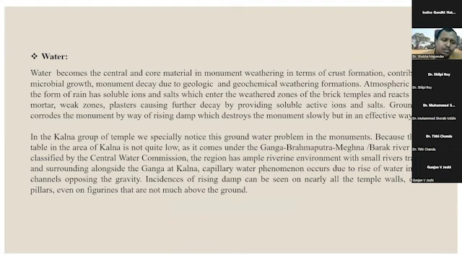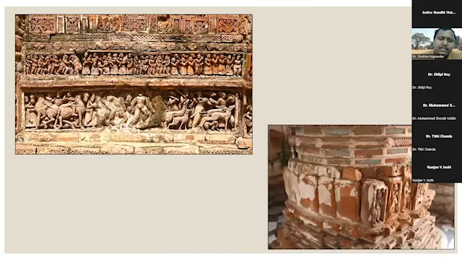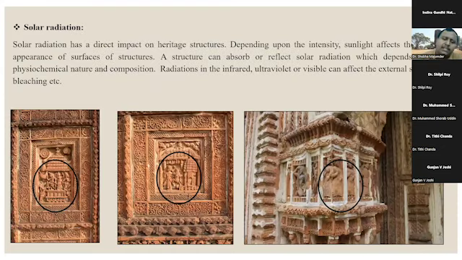Water also creates a groundwater problem. I have already told about the groundwater problem. We face the groundwater problem especially in Kalna, not in Vishnupur, because in Kalna the river Ganga is very close to the temple complex. So this is another important aspect of the deterioration of the terracotta plaque. Solar radiation is another effect. We also found solar damage especially in the temples of Vishnupur due to the high heat in the Vishnupur area.